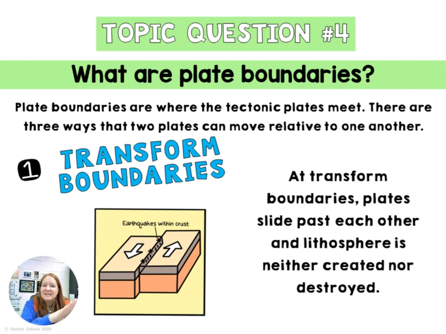But what's interesting here is, as they slide past each other, just like your hands getting stuck on your knuckles, they'll get stuck and hung up for a moment, and it builds a ton of pressure and friction. Then it suddenly releases. And you know what that sudden release is? That sudden release is an earthquake. So transform boundaries cause fault lines and earthquakes.